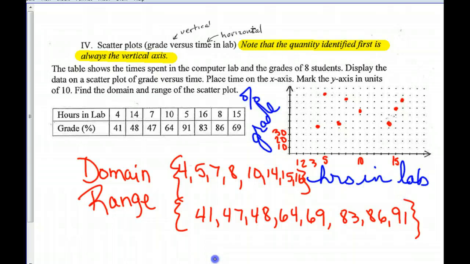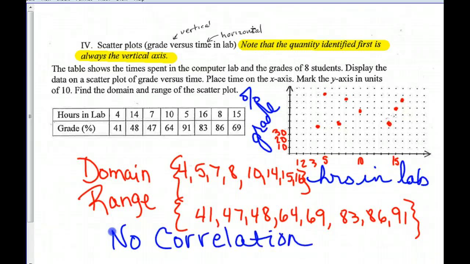Can we talk about correlation for a second? Does there seem to be a nice pattern to this where we can tell that as you spend more hours in the lab, your grade increases? No. This is definitely not a strong correlation. Okay? We have people who only spent 5 hours in the lab and got a 91%. And then we have somebody else who spent 3 times that much and got a worse grade. Okay, so there is no clear correlation between these two quantities. We will talk more about correlation later in the chapter.